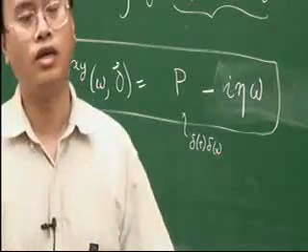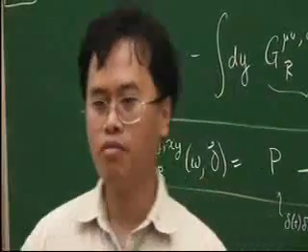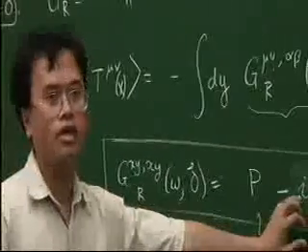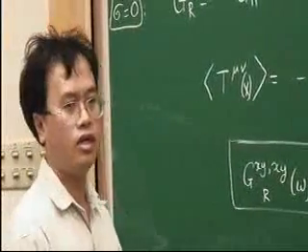This one is a polynomial over omega, but it has the imaginary part. It cannot be a contact term. It cannot be changed by the redefinition of the correlation function. This one is a physical object.